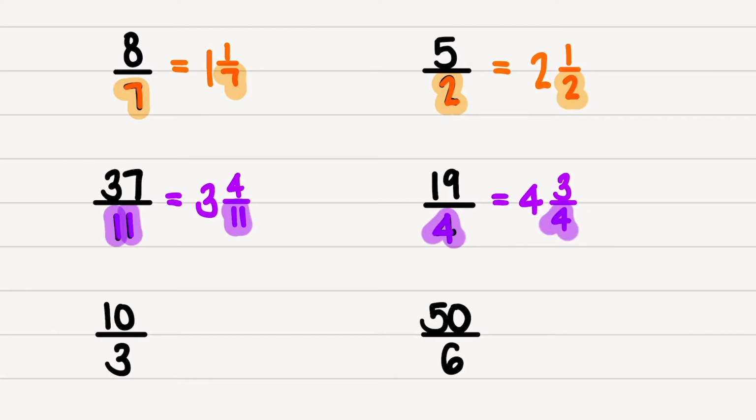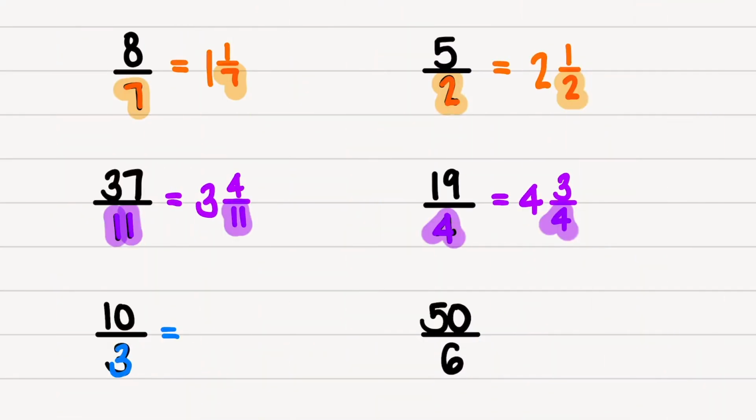Alright, 10 over 3. I have 3 as my denominator. So I'm going to say how many times does 3 go into 10? 3, 6, 9, 12. So 4 is too big, so it's 3 times. So 3 goes into 10 3 times. 3 times 3 is 9. So what's left over from 9 to get to 10? 1. And the denominator will stay the same as the original, so it will stay a 3.